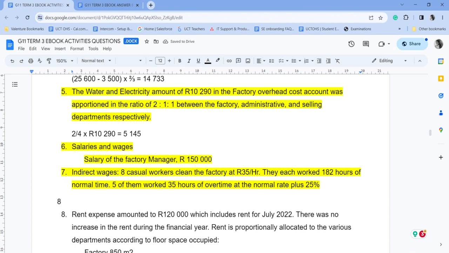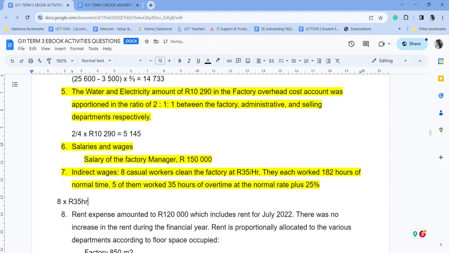So 8 employees, then I'll say 8 PP. Yeah, 8 people. So these 8 people, they are getting how much? 35 rand per hour. So casual workers, they mean what? They are not permanent. You get it? So it's not a fixed cost per se. Okay, so times 35 rand per hour.